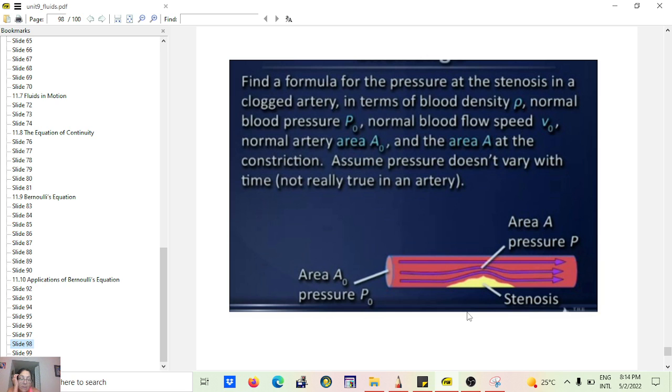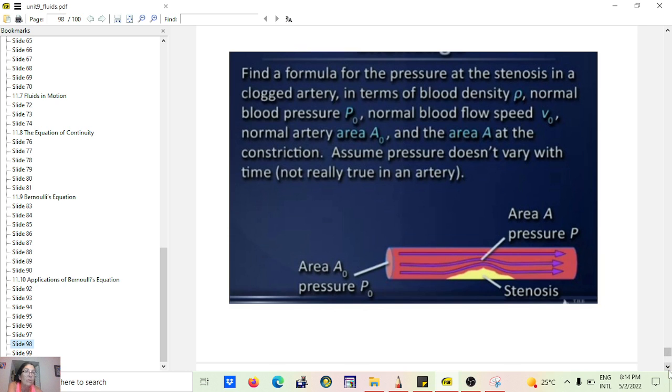So what's happening here is that when you have some clot here, clotting like fat, and so this is obstructed, the blood is going to move faster here than it is moving there. So here you're going to have a lower area, lower pressure, and here you're going to have a higher pressure. And the idea is to find, and that comes from the book from Pearson, called Calculus-Based Physics by Wolfson.